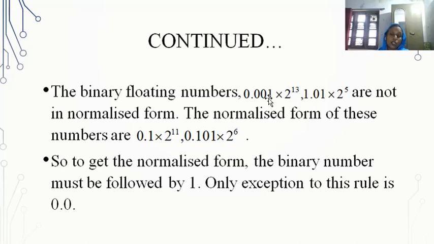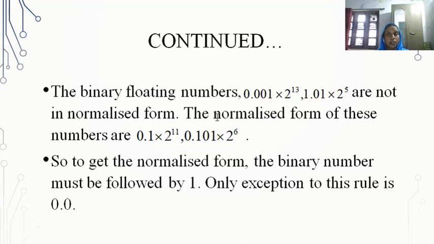So if we want to convert these to normalized form, you get 0.1 into 2 raised to 11 and 0.101 into 2 raised to 6. Hope that you get how to convert these floating point numbers into normalized form. This is done just like we do in the decimal system.